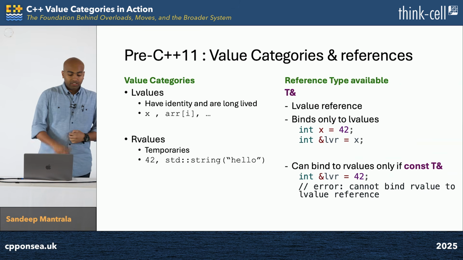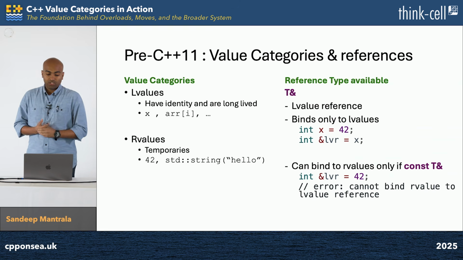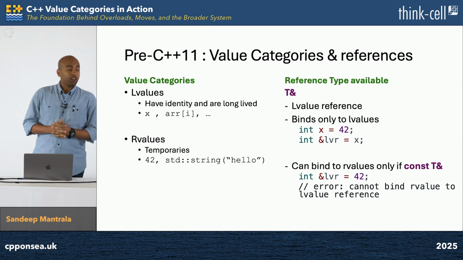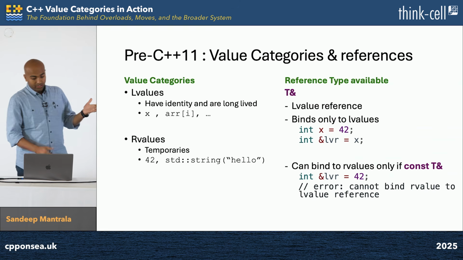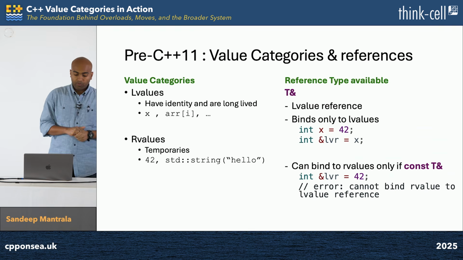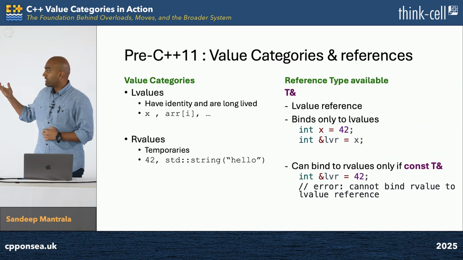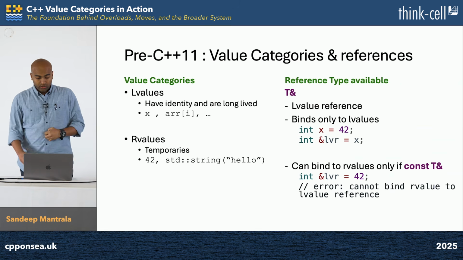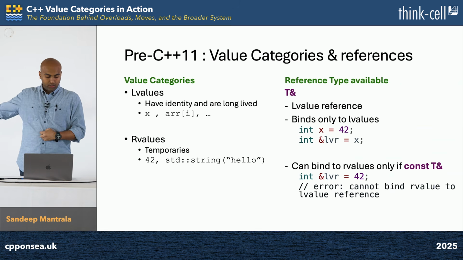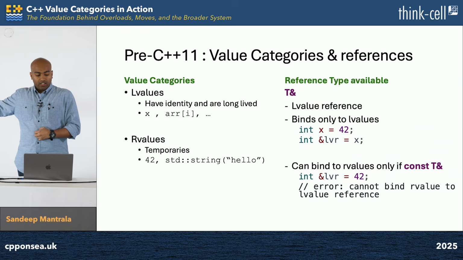And to work with these value categories, we had only one reference type, which is T&. We call it an lvalue reference. So what about this lvalue reference? It binds to lvalues. That's why it's called an lvalue reference. You can see the example: int x = 42, and you can declare an lvalue reference variable and directly bind it to x, right?